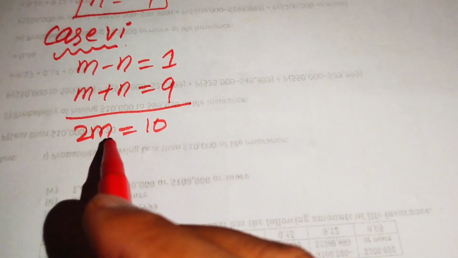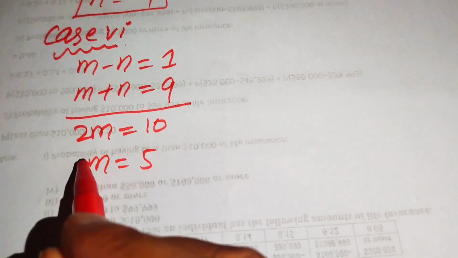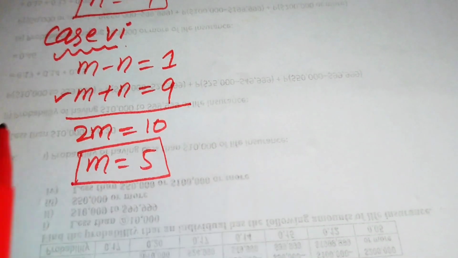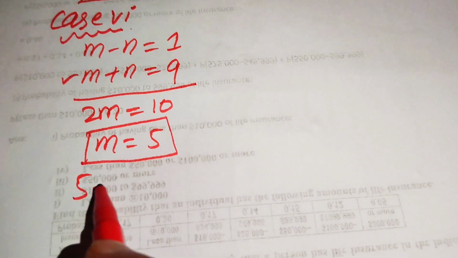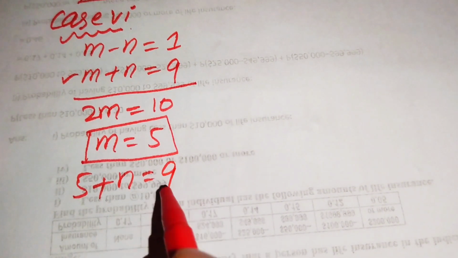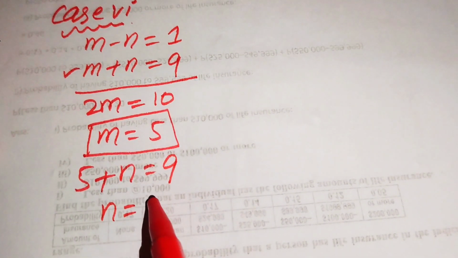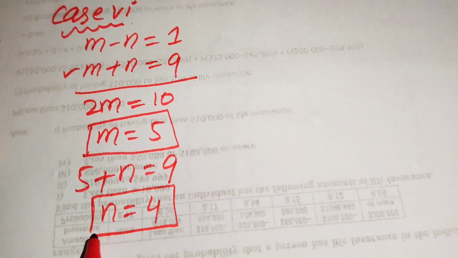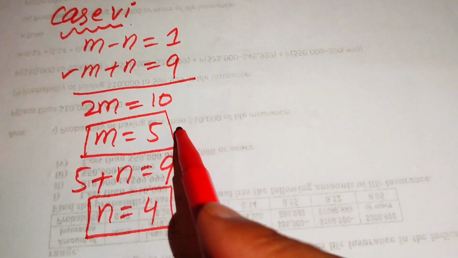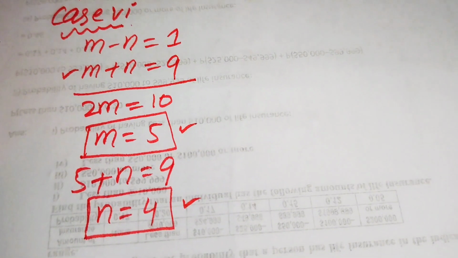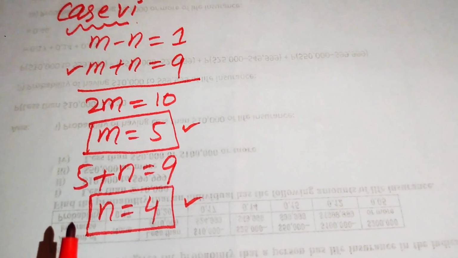So now here we add these two equations. So when you add these two equations, you get 2 times m is equal to 10 and finally we get the value of m is equal to 5. So here again you put this value of m here, then you get 5 plus n is equal to 9 and we get the value of n is equal to 4. So in the sixth case we get the value of m is 5 and n is 4. So this is the final answer of this question.